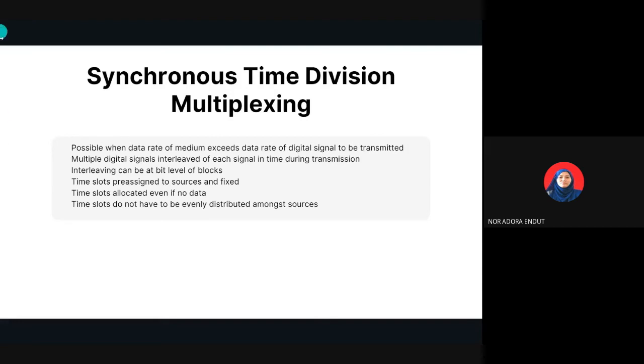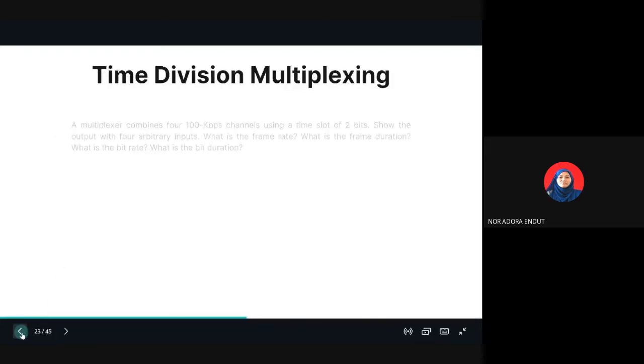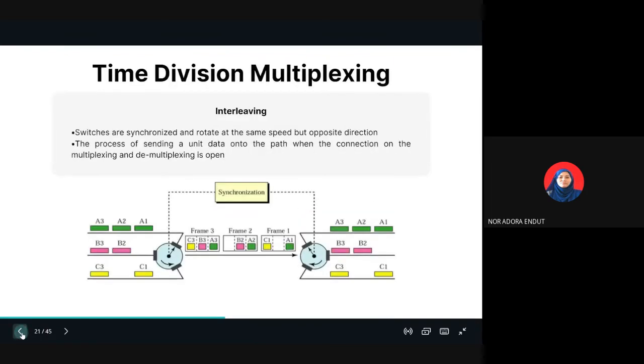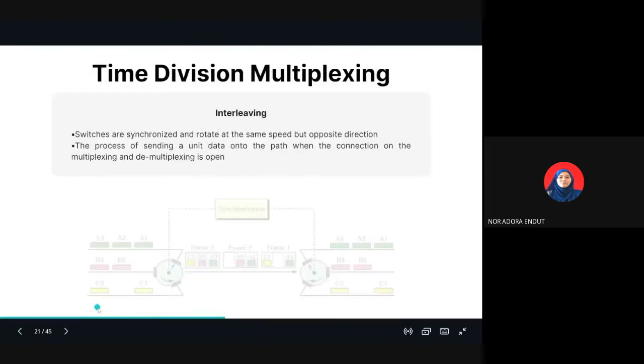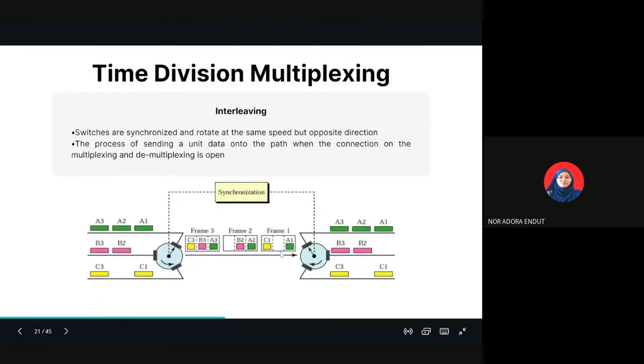Okay. And the multiple digital signals are interleaved from each signal during the transmission. The time slots are pre-assigned to sources and they are fixed. Fixed here means, to show the earlier example, the time slot is fixed even though the sender has no data to send. So you see this is empty, this is empty. Okay, so this is the characteristic of this time division multiplexing and we call it synchronous time division multiplexing. Synchronous because it syncs to every individual user even though that user has no data to send at that time.